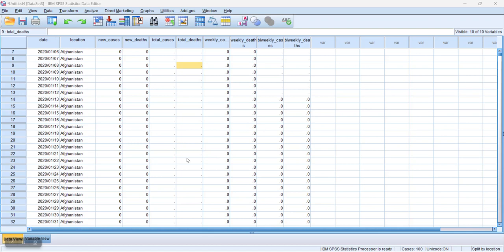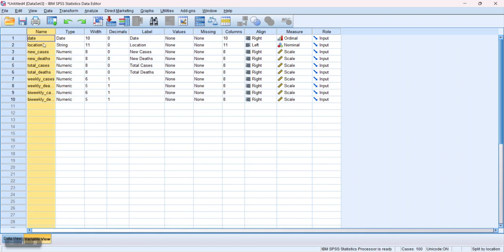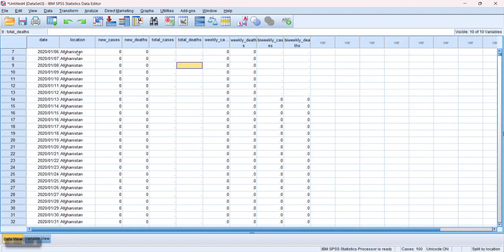The file structure is fairly simple. It contains a date variable, location, and variables that provide daily counts of new recorded cases, newly recorded deaths, total cases, total deaths. In addition to data for the entire world, there is data for 199 specific locations from Afghanistan to Zimbabwe, where at least one COVID-19 case has been reported.